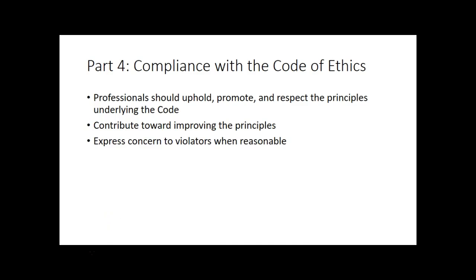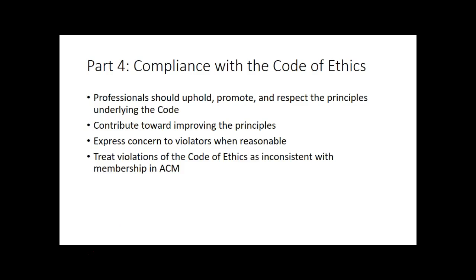Express concerns to violators when reasonable. So the code doesn't go out on a limb and say, okay, you've observed something that is problematic, you really see something bad going on, you have an obligation to go and call people out on this. But the code recognizes that doing so can be very risky. And so if it's unreasonable, maybe not. There's a balance of concerns, and they don't give you a formula for doing this. But there is a section of what to do in terms of violations when the ACM itself can be involved.